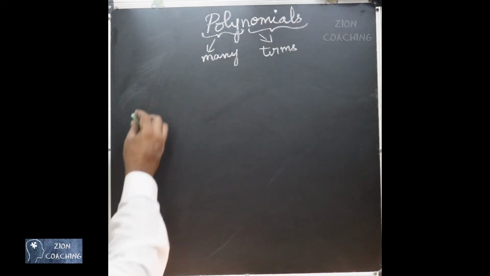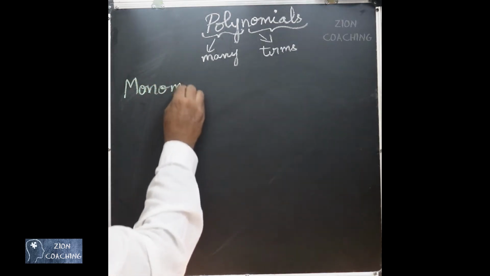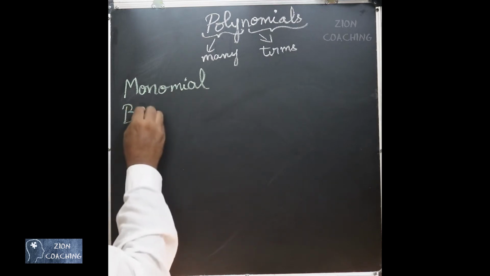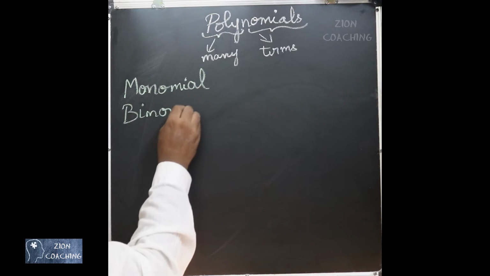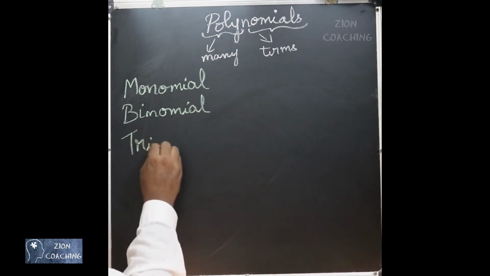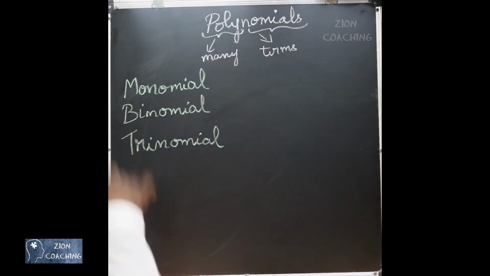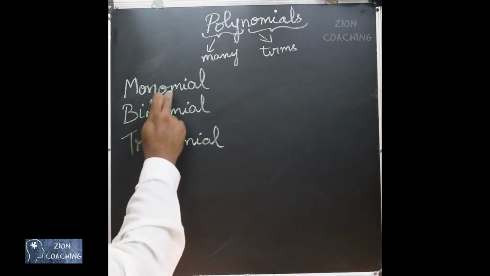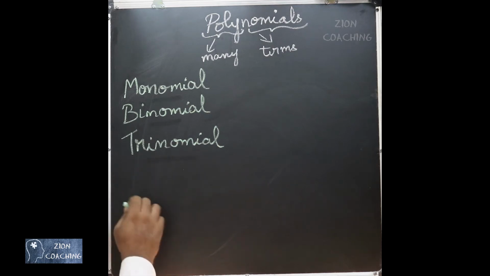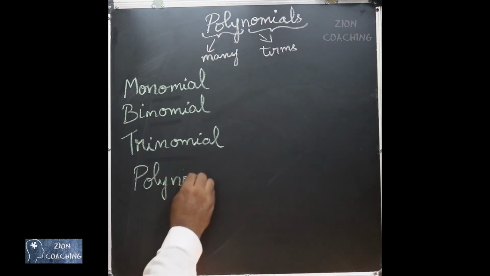If there is only one term, it is called a monomial. If there are two terms, it is called a binomial. If there are three terms, it is called a trinomial. In general, they are all called polynomials, but if there is only one term, it is a monomial, two terms, a binomial, three terms, a trinomial. In general, they are called polynomials.